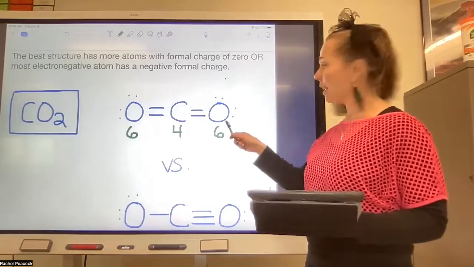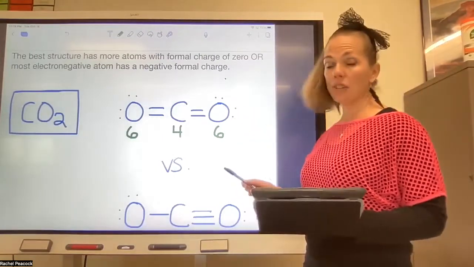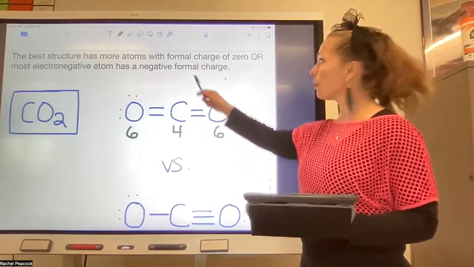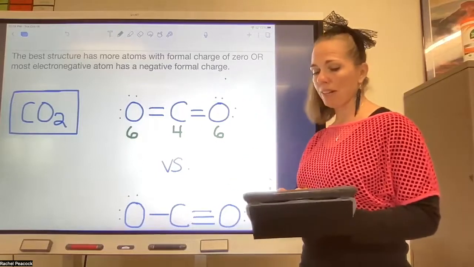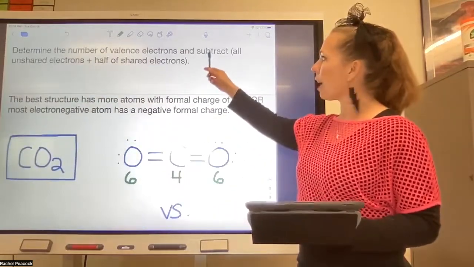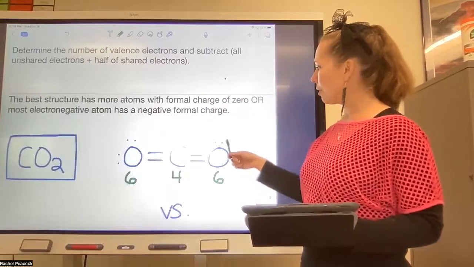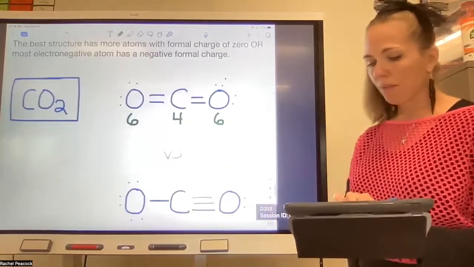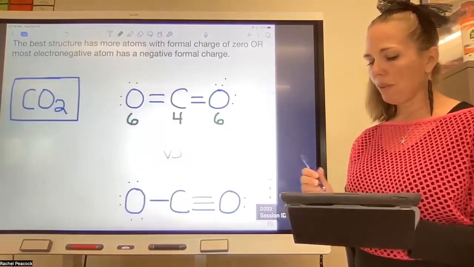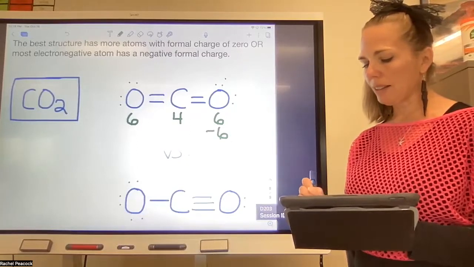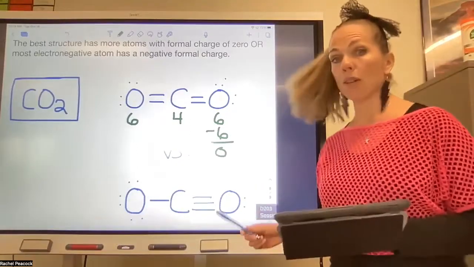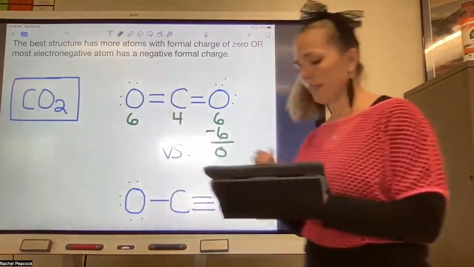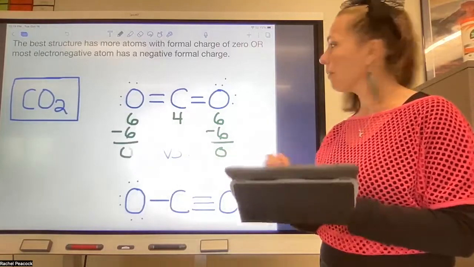On this oxygen right here, it has 4 unshared electrons, and then it has 4 shared electrons, but you're only using half of those. Remember, it says you're going to subtract all the unshared electrons, so 1, 2, 3, 4, and half of the shared electrons, which is 2. Okay, so we're going to subtract 6. That's going to give this a charge of 0, or a formal charge of 0. You're going to do the same thing over here. 4, 5, 6, 0.